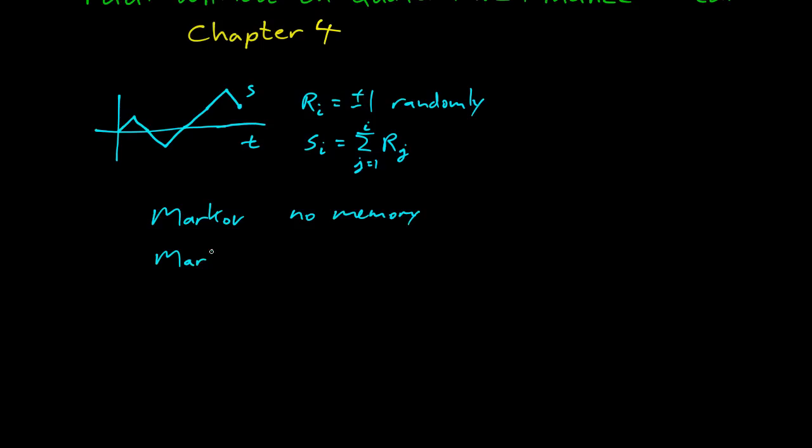There's also a martingale property. So the martingale property says that the expected winnings in the future from any point are exactly what I have now. So the expected winnings in the future are always what I have now.